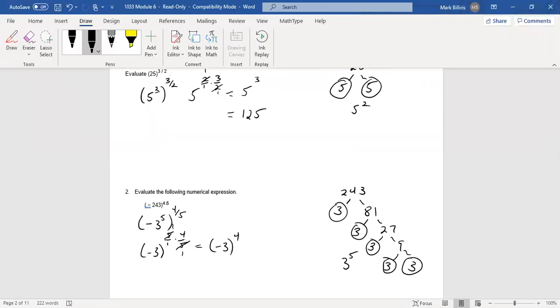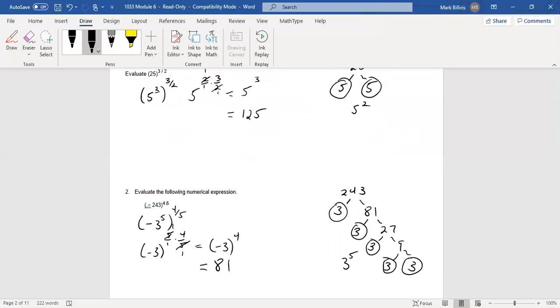And negative 3 to the 4th power. Anytime you raise a negative number to an even power, your answer is going to be positive. So this is going to be negative 3 times negative 3, which is positive 9, times negative 3, which is negative 27. And negative 27 times negative 3 is positive 81.